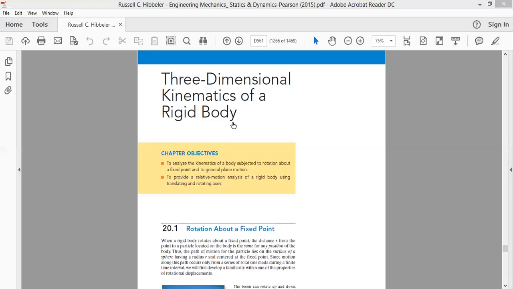I welcome all of you to a very important part of kinematics, that is three-dimensional kinematics of rigid bodies. From now onwards, we'll be talking about three-dimensional kinematics, which is very important for us, in the sense that it gives us the real picture of the mechanical systems, the mechanisms, the machines.